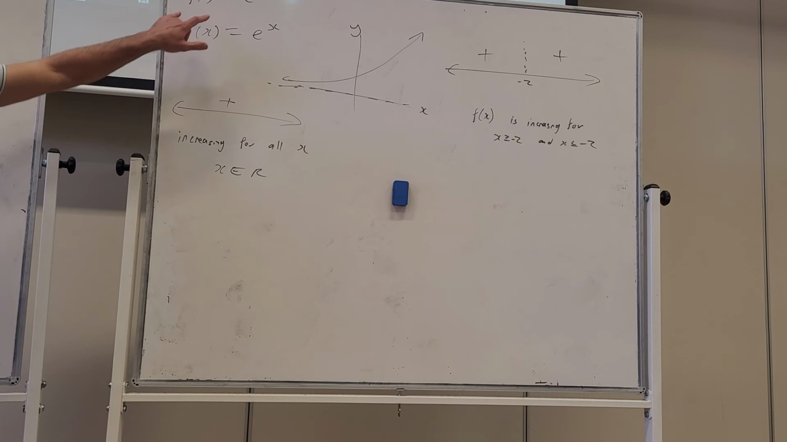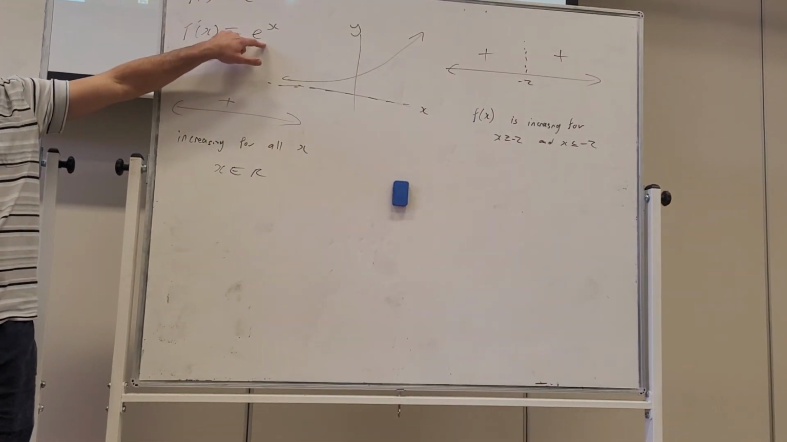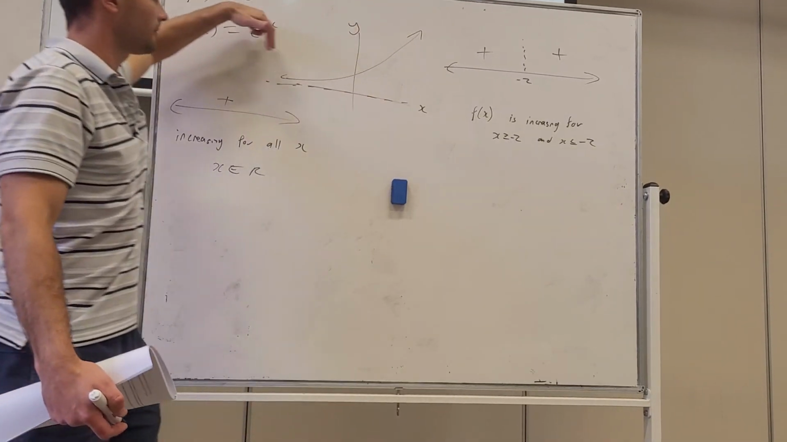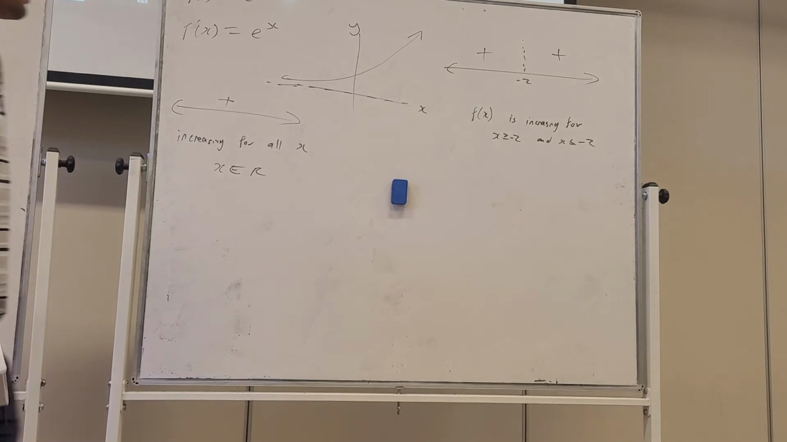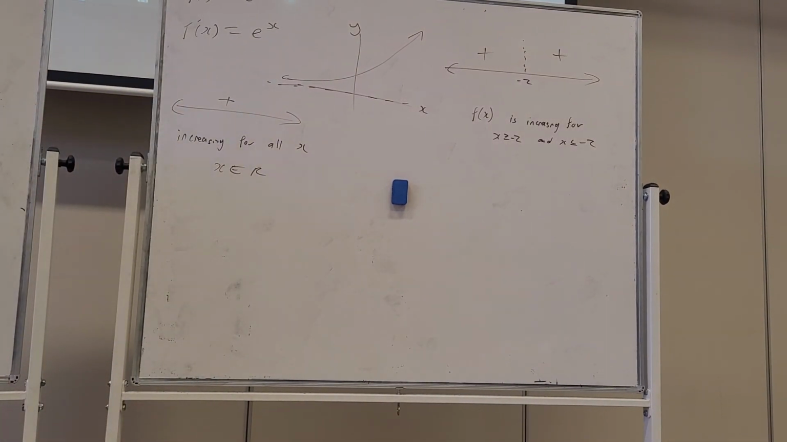And isn't this funny? This is f of x, this is e to the x. F dash of x is the same function. And so you can see, if you had to walk along it, it's just always increasing. For every value of x, the slope is always positive. And that's what this sign diagram is telling us.